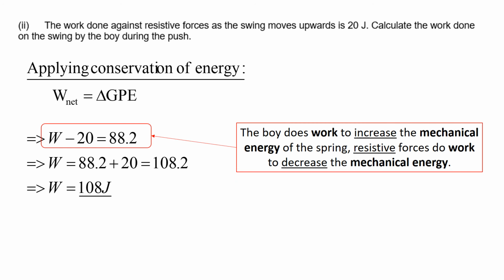The reason the 20 is negative is because air resistance does work to decrease the energy of the system, whereas the boy is doing work to increase it, so that's a positive number.